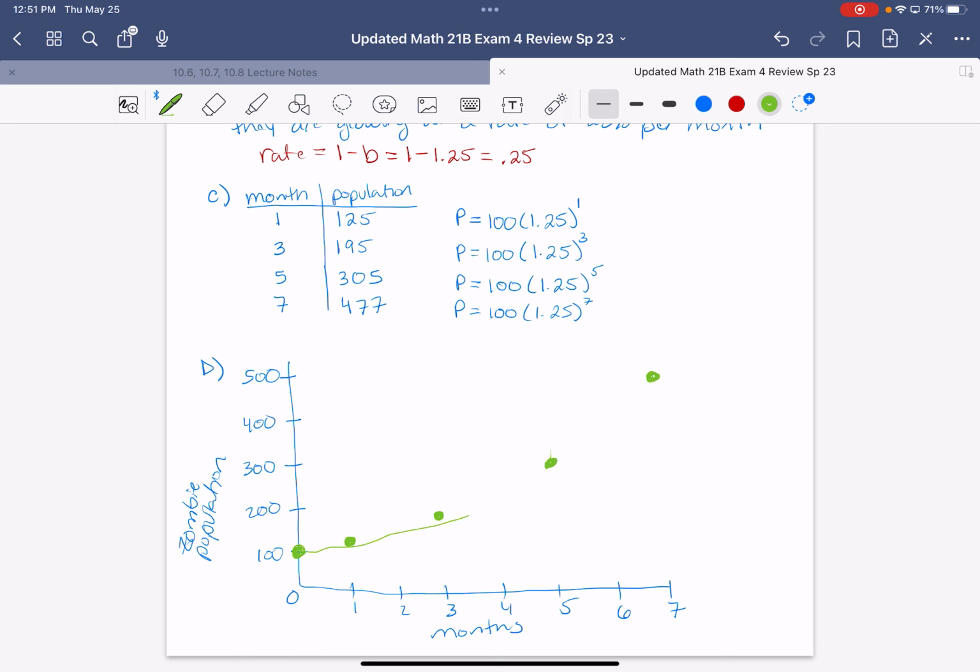And then it's curvy. I totally missed that point, but it's supposed to be curvy, connecting the points. As you can see, I'm struggling on here. Any questions there?